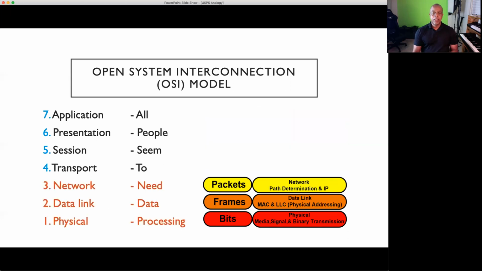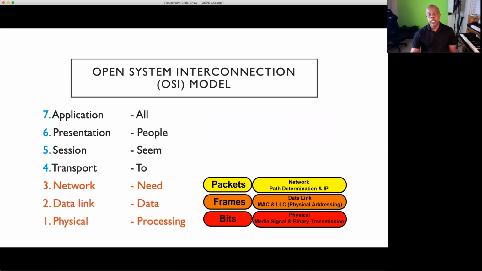And actually, for this particular presentation, I'm really just going to focus on the first 3 layers: the physical layer, the data link layer, and the network layer. And if you look at this little column over here, "all people seem to need data processing" is a great way to remember the different layers of the model. But our focus right now is just really going to be on those first 3 layers: the physical, data link, and the network layer.